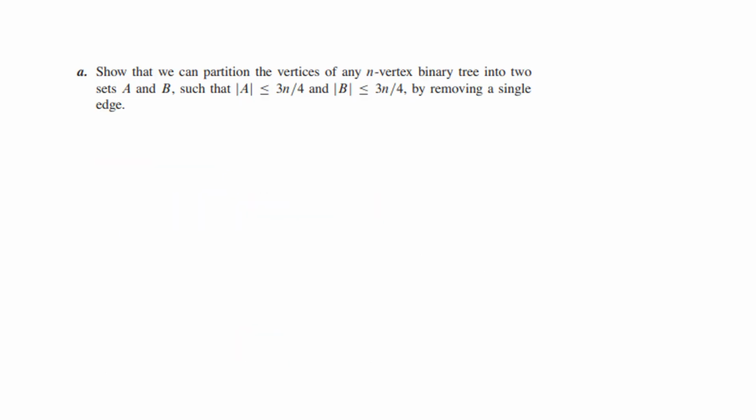Let's come back to part A. In part A, we have to partition the vertices of any n vertex binary tree into two sets A and B, such that cardinality of A is less than or equal to 3n by 4 and cardinality of B is less than or equal to 3n by 4, by removing a single edge. So if we have to divide the tree into two such parts, then if B has to be less than or equal to 3n by 4, A has to be greater than or equal to n by 4 as well.